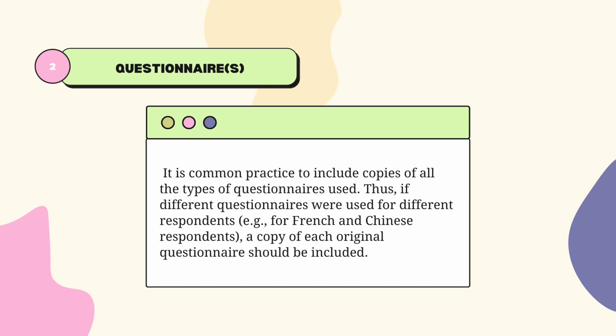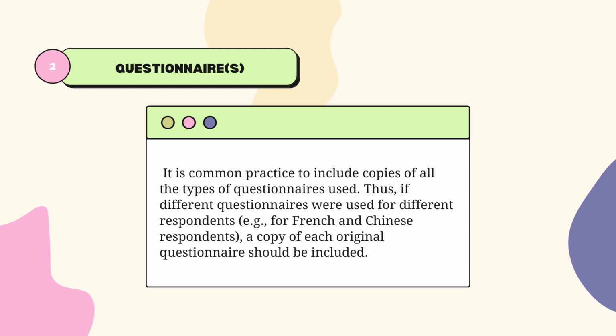The second part is the questionnaire. It is common practice to include copies of all the types of questionnaires used. Thus, if different questionnaires were used for different respondents, for example, for French and Chinese respondents, a copy of each original questionnaire should be included. This is very important because during the study we might need to collect more data. So if we have a copy of the questionnaires in our codebook, we can easily access and use the questionnaires for additional collection of data.